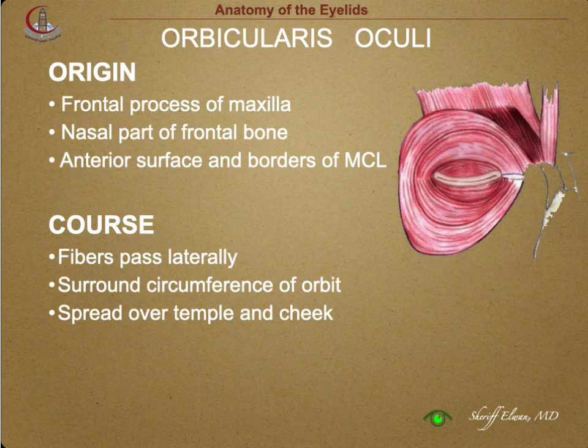Now we come to the biggest of them all, which is the orbicularis oculi muscle, and this muscle has origin in the frontal process of the maxilla and the nasal part of the frontal bone, as well as the anterior surface and borders of the medial canthal ligament. It passes a course where the fibers pass laterally, surround the circumference of the whole orbit, and spread over the temple and cheek.